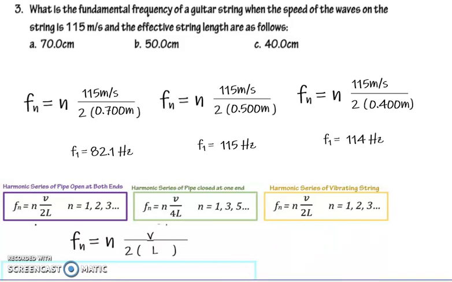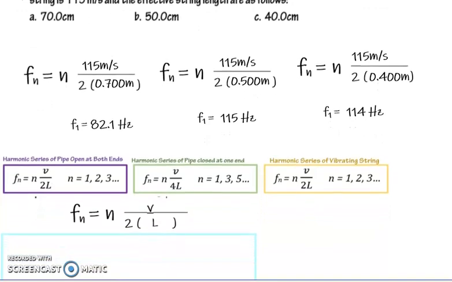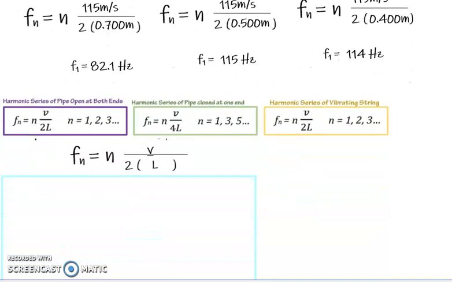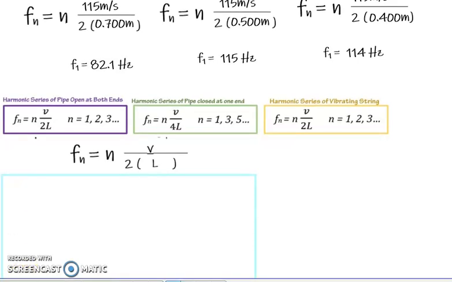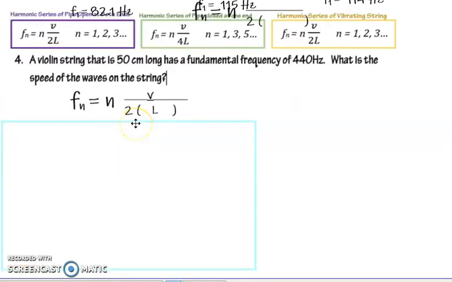Okay, let's move on down to the next one. There's another string problem too, so we'll be using the same exact formula. Here we have a violin string that is 50 centimeters long, so that is 0.500 meters, and has a fundamental frequency of 440 hertz. What is the speed of the wave?